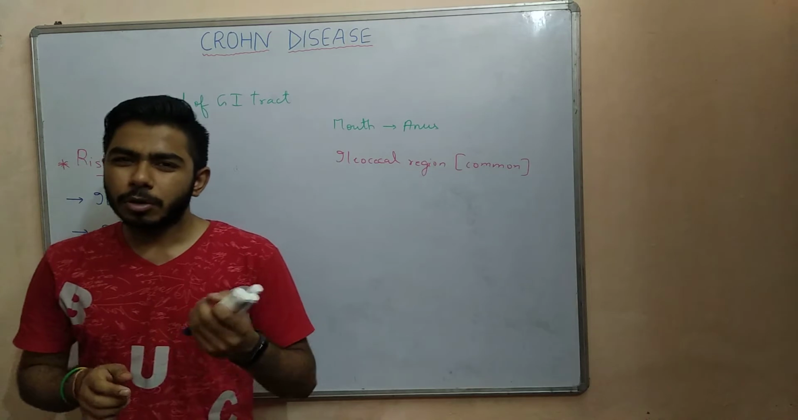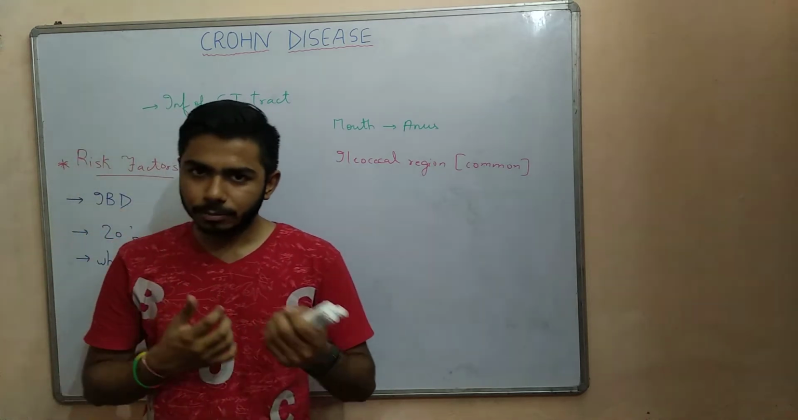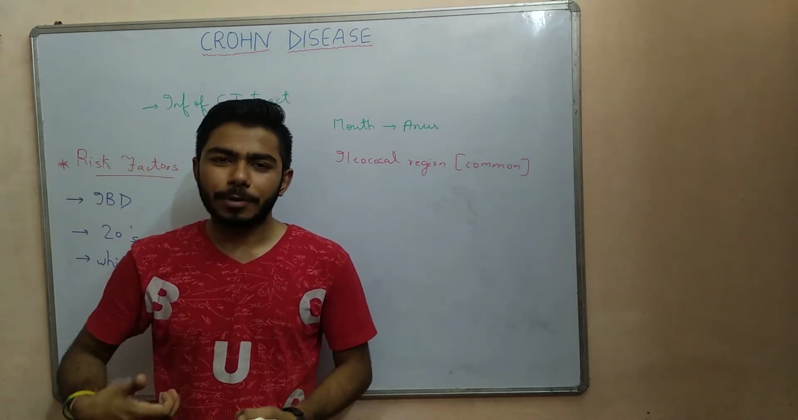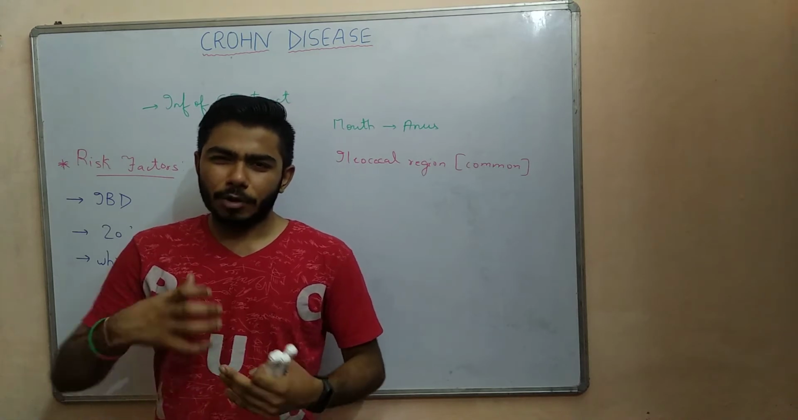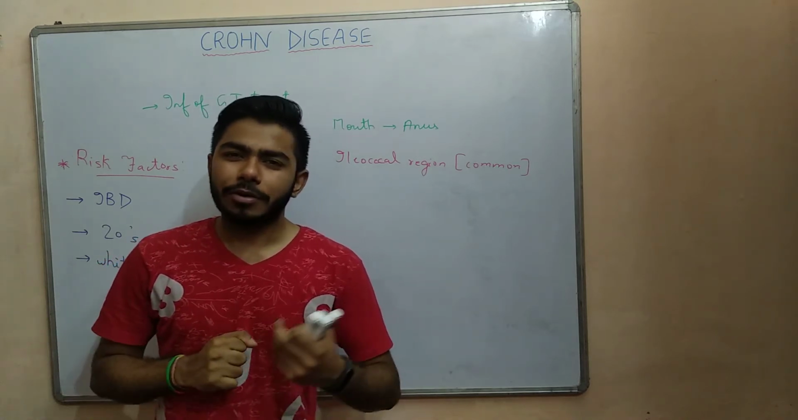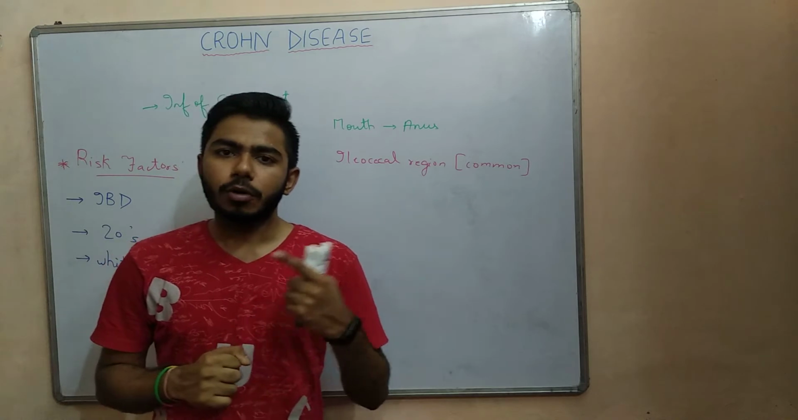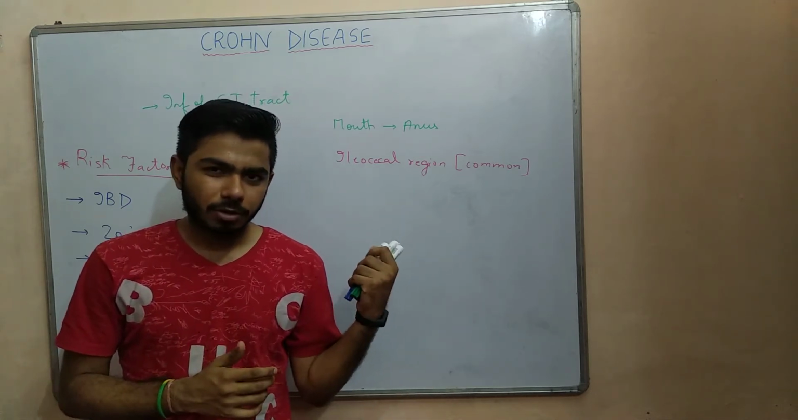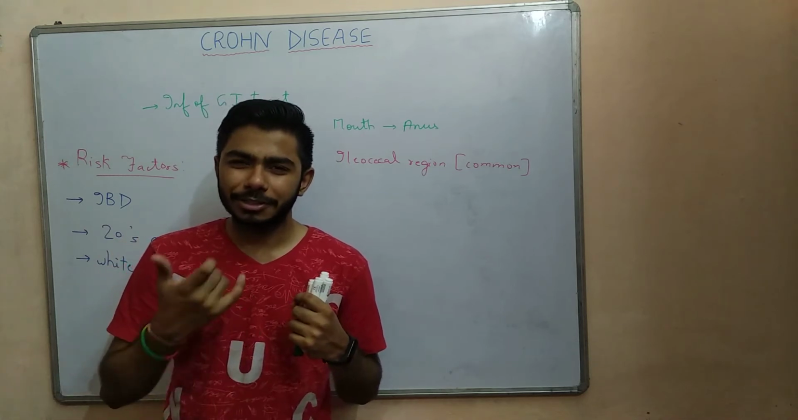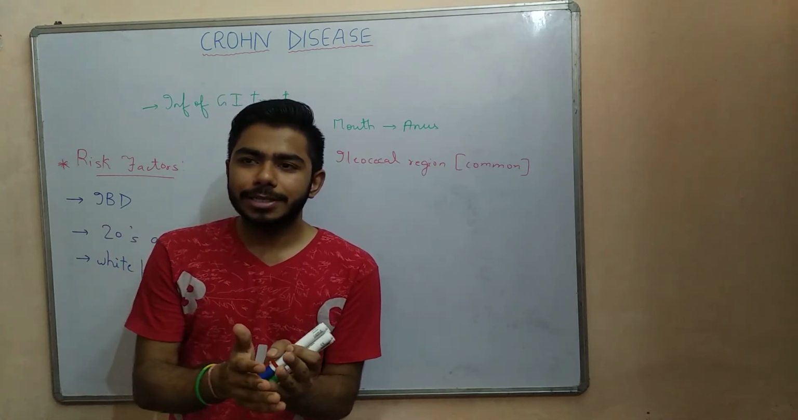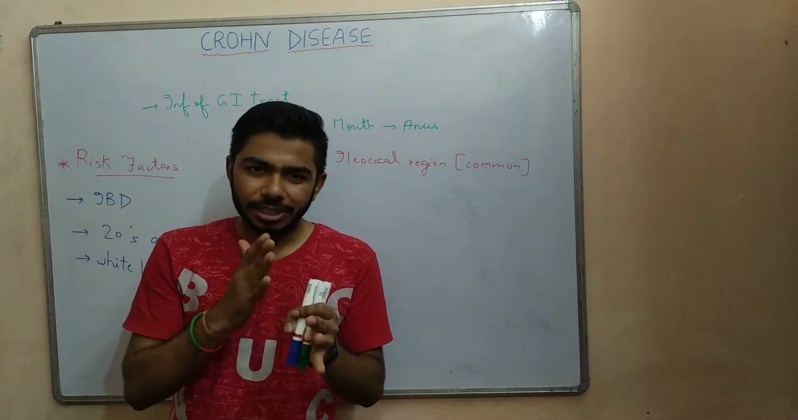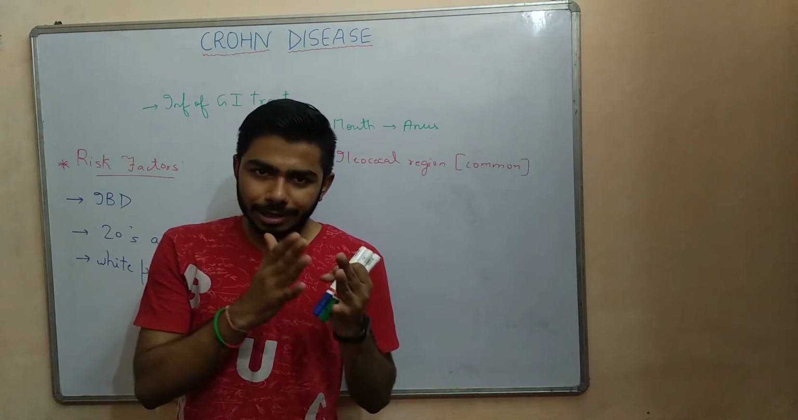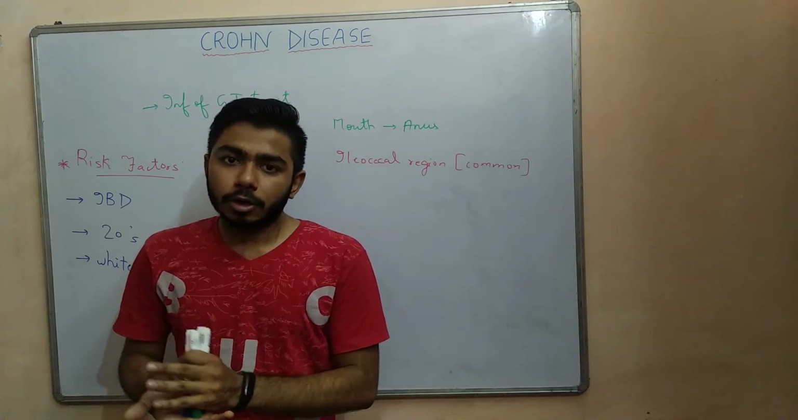Now, talking about the presentation, what can be the symptoms of such a patient? They will be complaining about abdominal pain. Abdominal cramping pain will be there. Watery diarrhea can be there, but that will be non-bloody. In ulcerative colitis, which is the differential of Crohn's disease, and which I will talk about in the next video, there is bloody diarrhea. That is the main differentiating factor between ulcerative colitis and Crohn's disease.